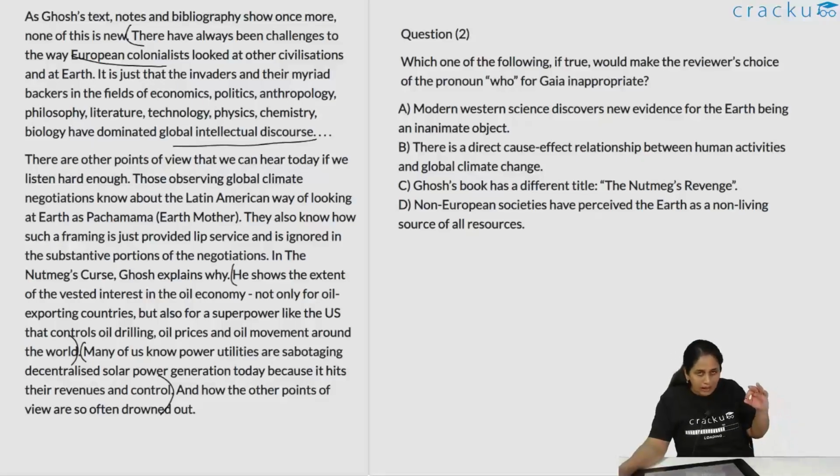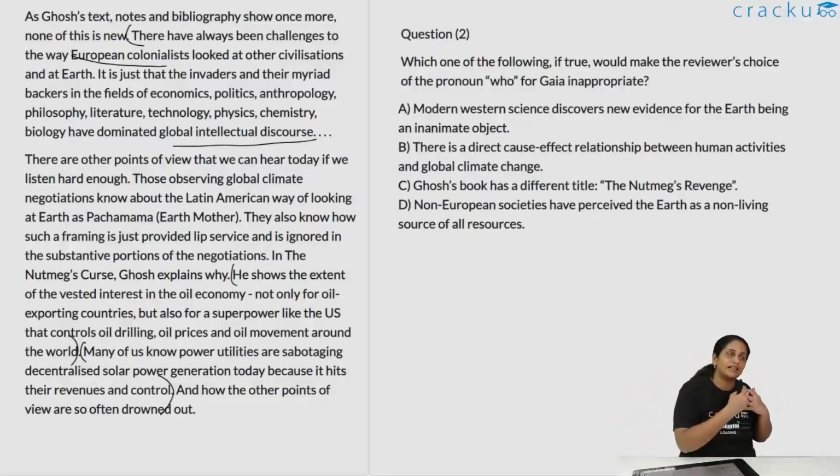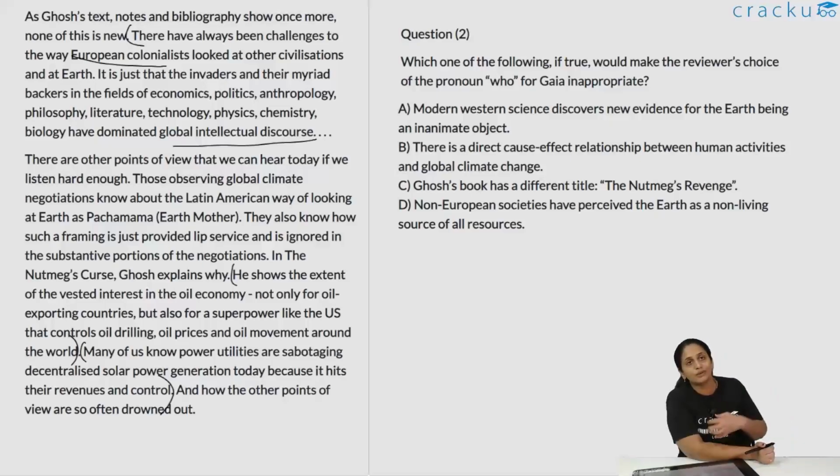And Ghosh uses the term curse to essentially say that people used to treat her as a person, somebody who can curse you. The personification of Earth is intentional in Ghosh's book as well as in the passage, because the reviewer is trying to say that the local indigenous people used to think of it as a person, and that relationship was killed by the European colonialists. So the author makes that view only on the fact that this personification was a healthier way of looking at Earth as such. So let's take a look at the options.